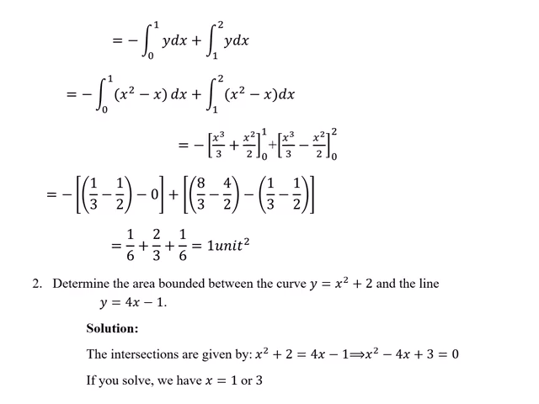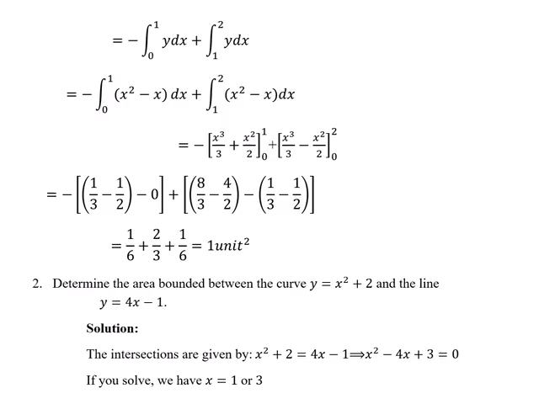So how are we going to go about this? To determine the area bounded between the curve y equal to x squared plus 2 and the line y equal to 4x minus 1, we need to set the two expressions equal to each other to find the point where they intersect. So that is how we are going to go about it. That is x squared plus 2 equal to 4x minus 1.